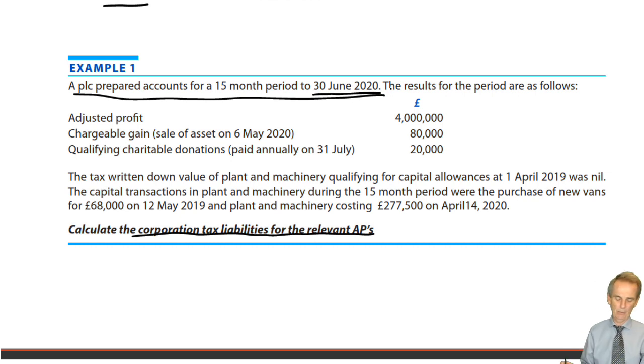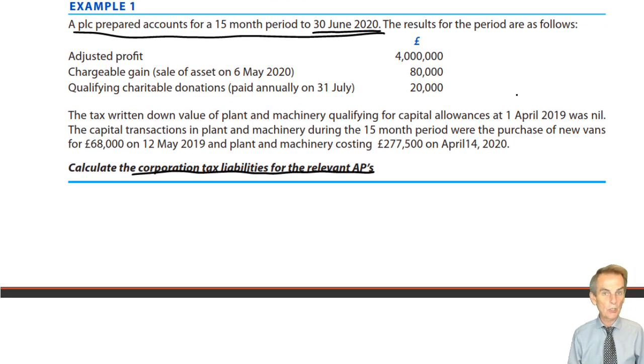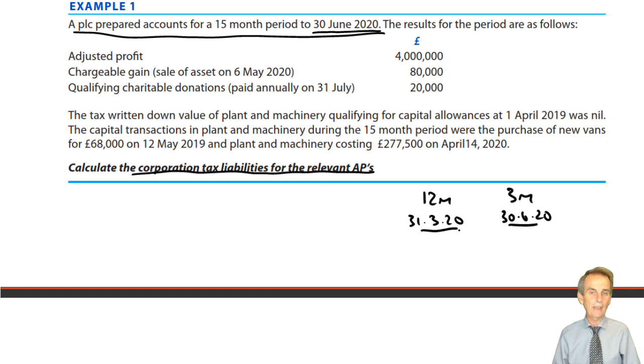So the 15 months to the 30th of June 20. If it's a 15-month period, we know that we're going to split into 2 accounting periods, the first of 12 months, the second of 3 months. The 3 months will be through to that period of account end, the 30th of June 20. So the 12 months would have been through to the 31st of March 20. So define the accounting periods in 2 columns. And what do we then do?